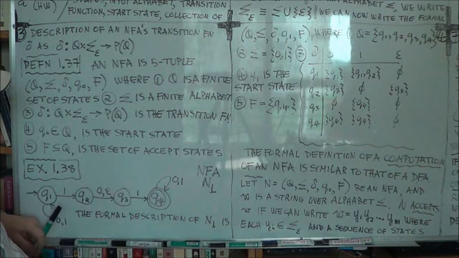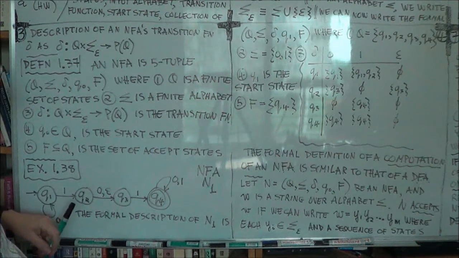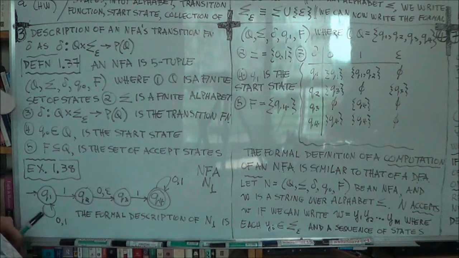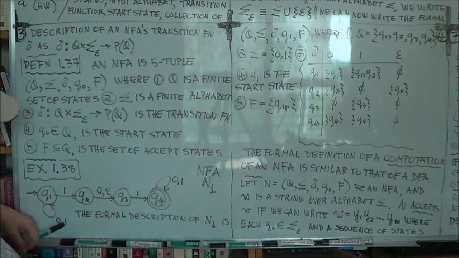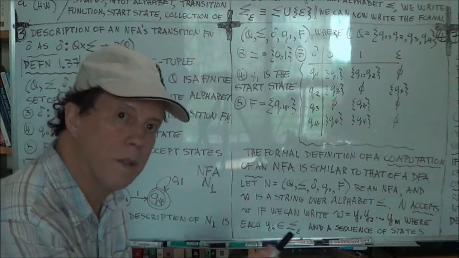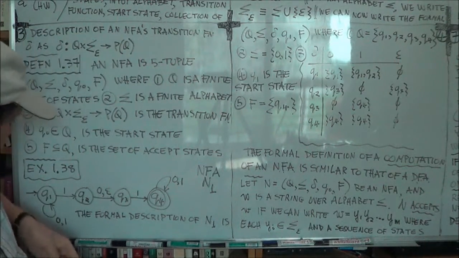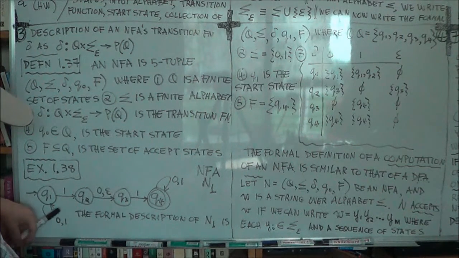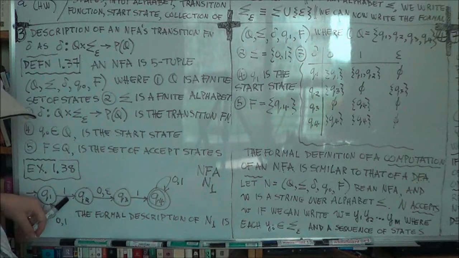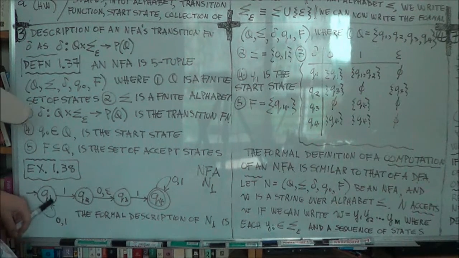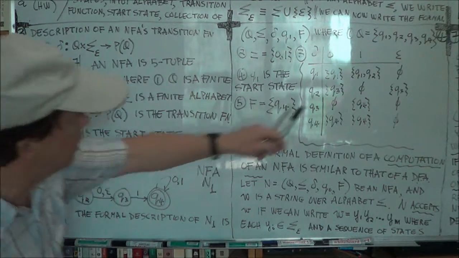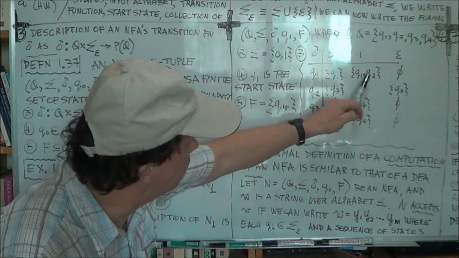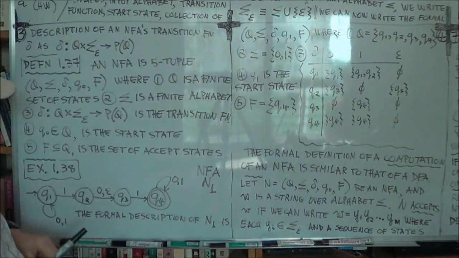Okay, so now if you're in Q1 and a 1 comes in, well, you've got two exit transition arrows with a 1. So that's non-deterministic. So your set of next states will be, you can loop back to Q1, or you can go to Q2. Right. So that's there for 1.